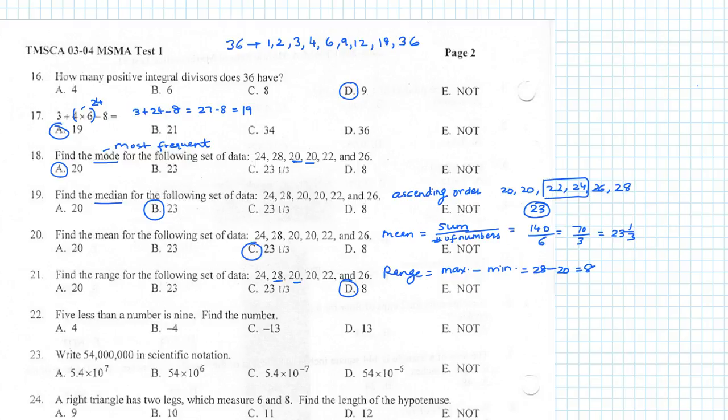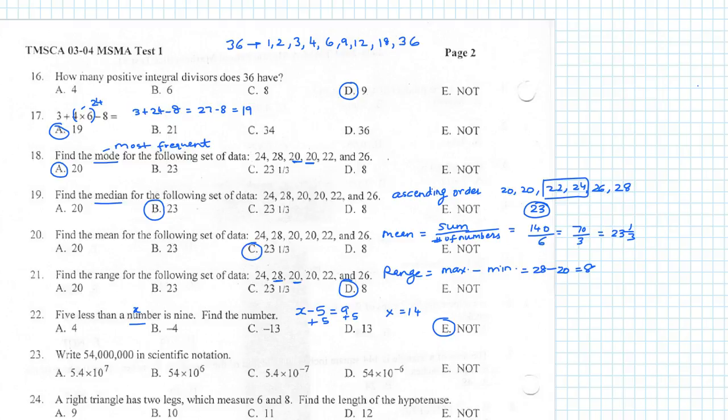Question 22, 5 less than a number is 9, find the number. So let that number be x. So 5 less than this number means x minus 5, that is equal to 9. So we have to solve for x. So simply add 5 on both sides. So we get x is equal to 14. So looks like 14 is not one of the choices. So we will select E as the answer.